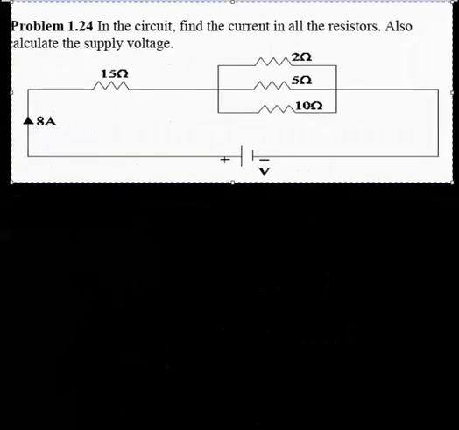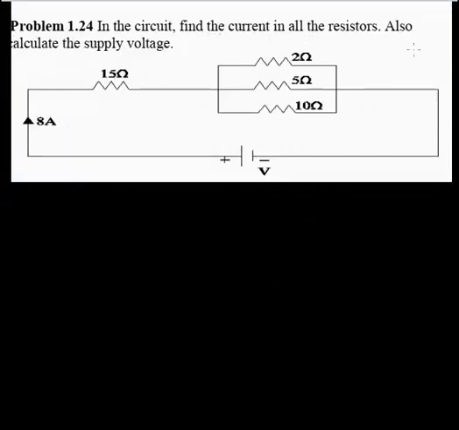All right, here we go. This goes like this. In the circuit, find the current in all resistors. Also, calculate the supply voltage. Okay, so as you can see, I don't know the supply voltage, but the current from the supply is 8 ampere, all right? So invariably now, that current 8 ampere is not divided before it passes through 50 ohms. So that means the current across the 50 ohm is the current of the circuit. So that means, let me call the current of the circuit I. Let the circuit current be I, okay?